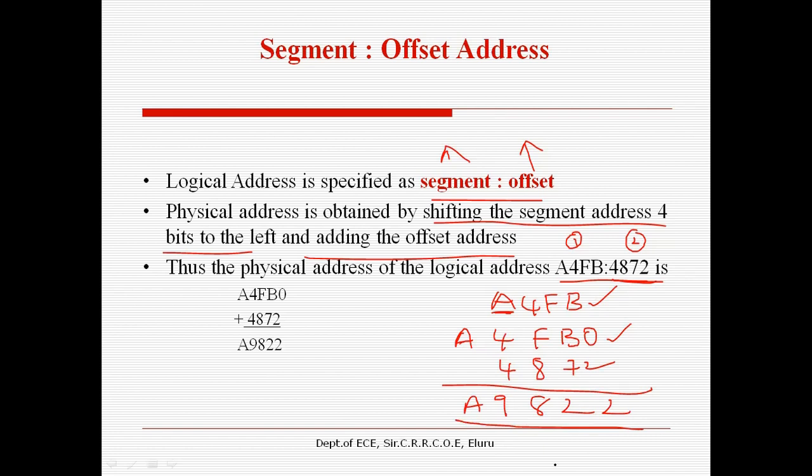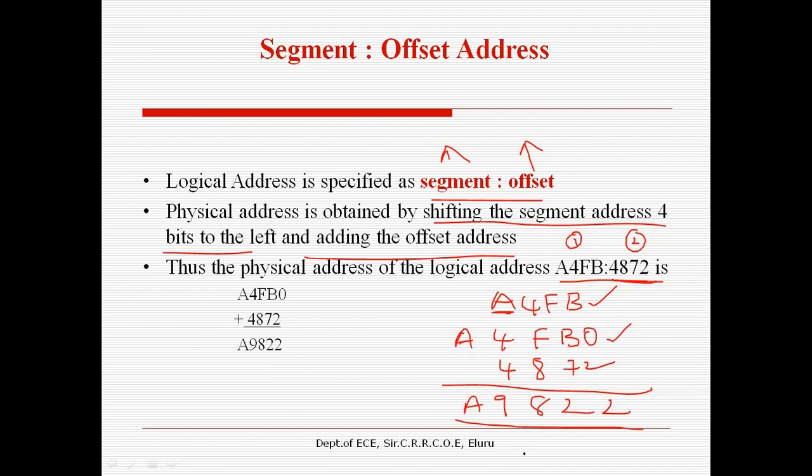Remember, this concept is very important. How to generate the 20-bit physical address? In order to generate it, we require two 16-bit addresses: one is the segment base address and the other is the offset address. The segment address is logically shifted left by 4 times, so that you change the bit position values. And now if you add the offset address directly to that value, you will get the 20-bit physical address. Hope you understand this.